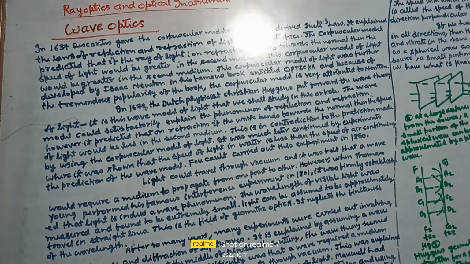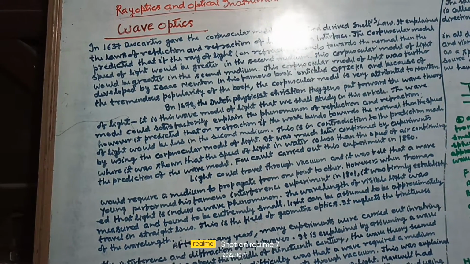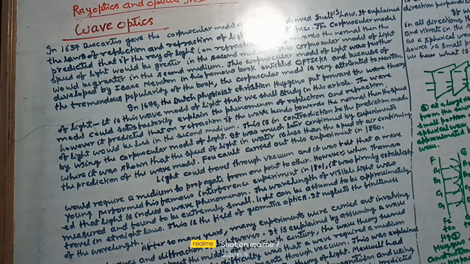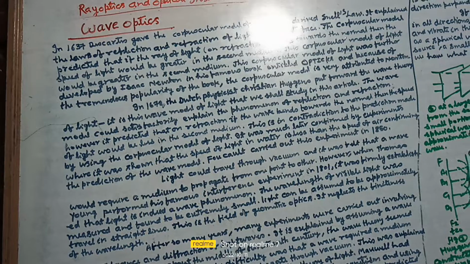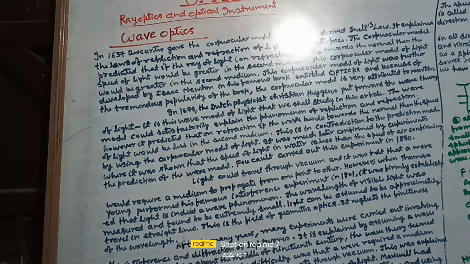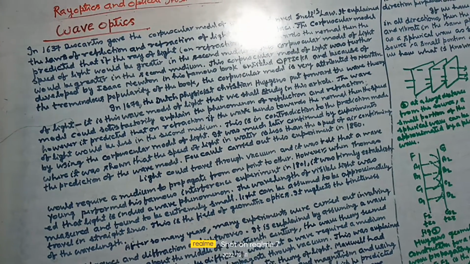It was much later confirmed by experiments, when it was shown that the speed of light in water is less than the speed of light in air, confirming the prediction of the wave model. Foucault carried out this experiment in 1850.